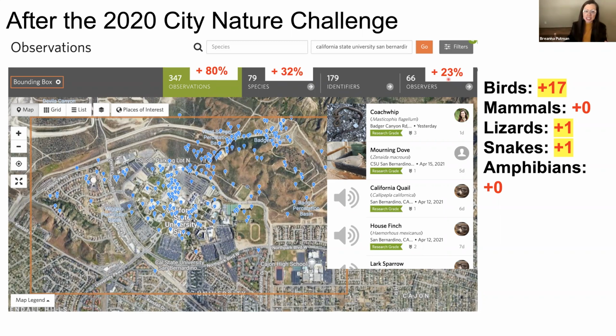So this is just in a single year of having one City Nature Challenge event and promoting the use of iNaturalist. And we've recorded one new lizard and one new snake, and the new snake I just saw yesterday. So this is my observation from yesterday. This species had not been observed before, at least in our region.